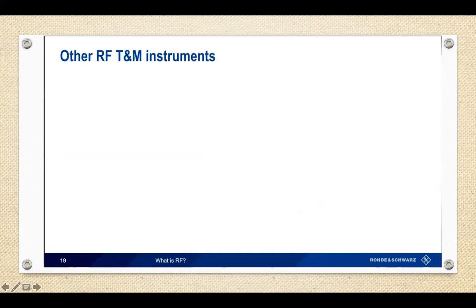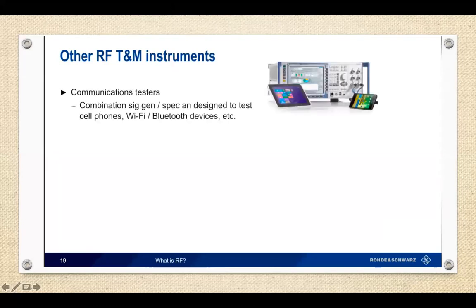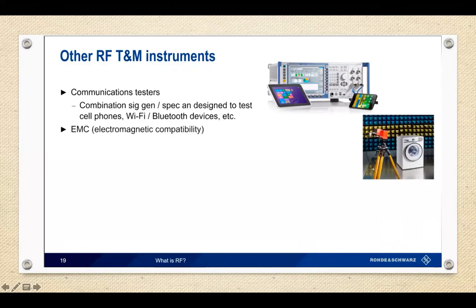In addition to the four categories we mentioned earlier, there are many other types of RF test and measurement instruments. Communications testers are something of a combination of a signal generator and a spectrum or signal analyzer, and they're designed to test wireless communications devices, such as cell phones, Wi-Fi and Bluetooth devices, etc. These testers can emulate a wireless device, a wireless access point, or a cellular base station, and allow both voice and data testing.